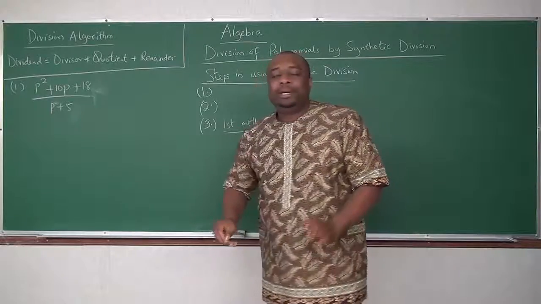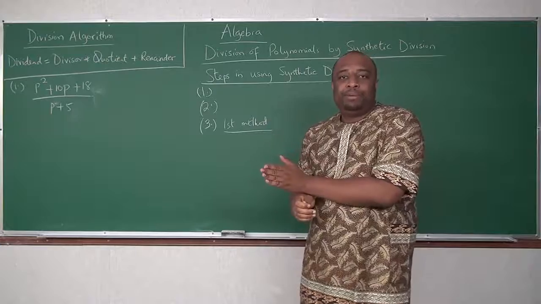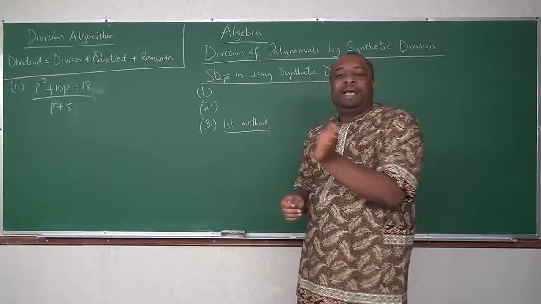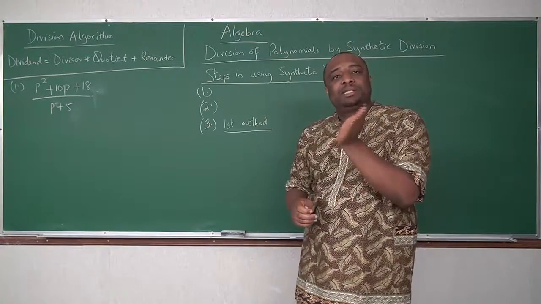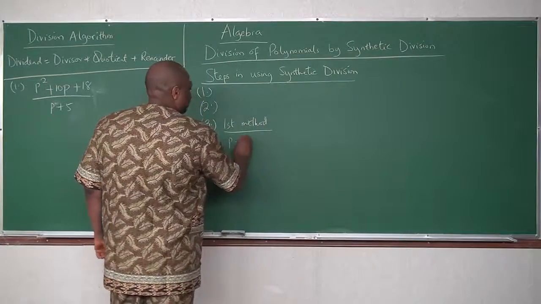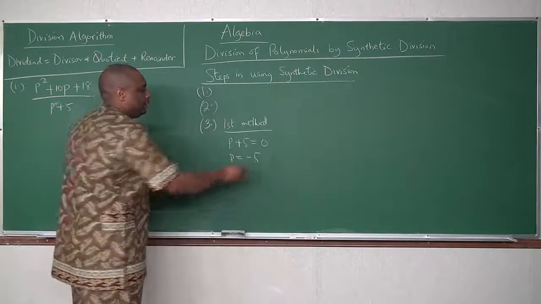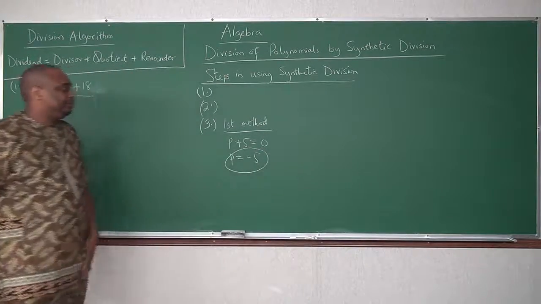Set the divisor to be 0 and solve for the variable. So we now do p plus 5 equal to 0. So p is negative 5.